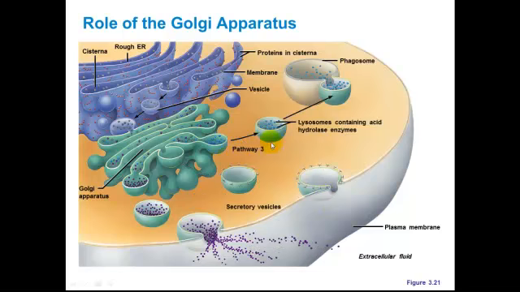A third pathway would be to create proteins that are going to be doing a job within the cell. One example would be enzymes that are going to be important in digestion that are called acid hydrolases.